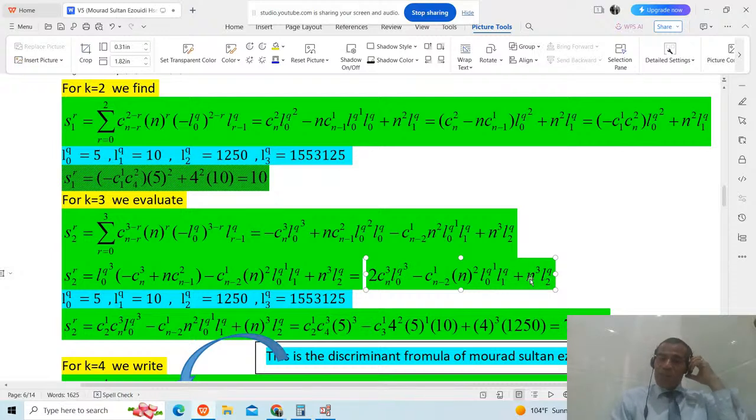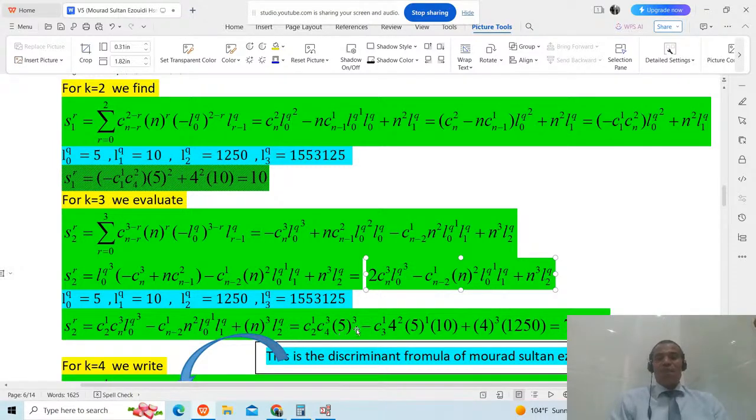This one is obtained, learners, when you substitute or replace r with 0, then r with 1, then r with 2, then r with 3. You will get the last one: 2 combination 2 choose 1, combination n choose 3, L0 for the q cubed, minus combination n minus 2 choose 1, n squared, L0 for the q cubed, times L1, plus n cubed, L2. If you want to work with prime to the power 3, you will get this formula already ready for you, just calculation.